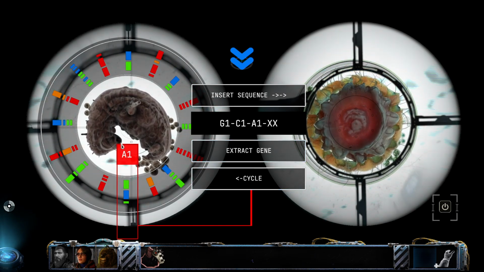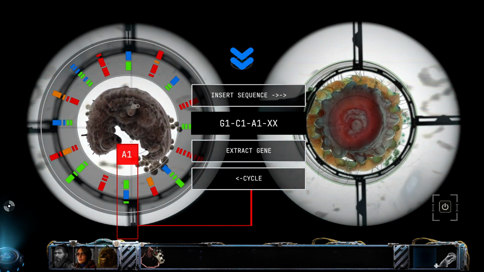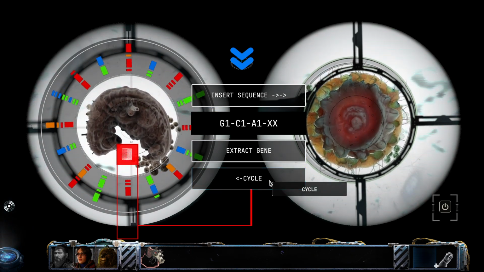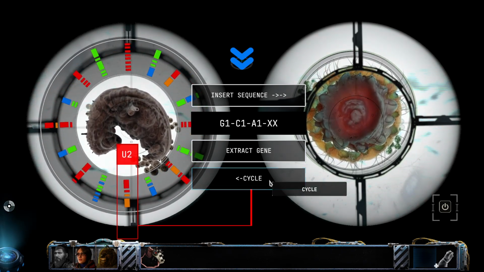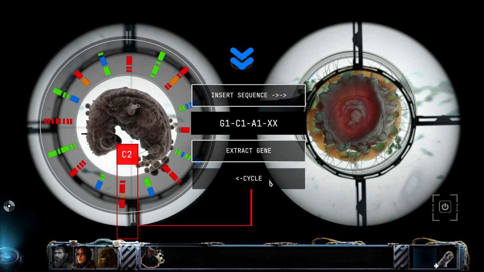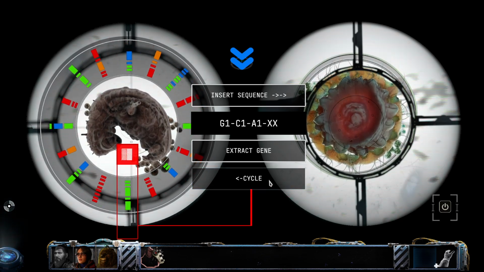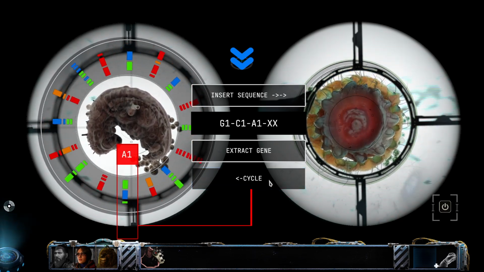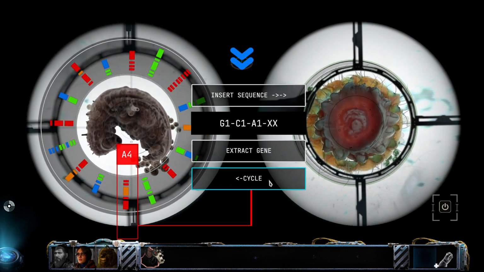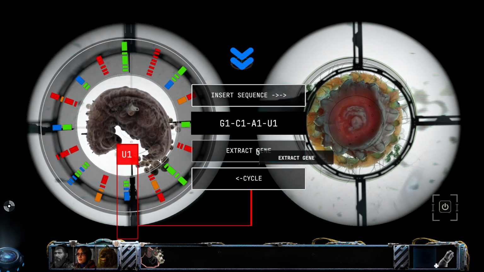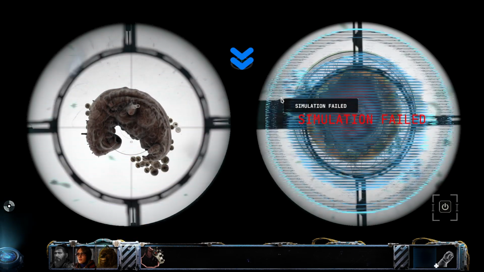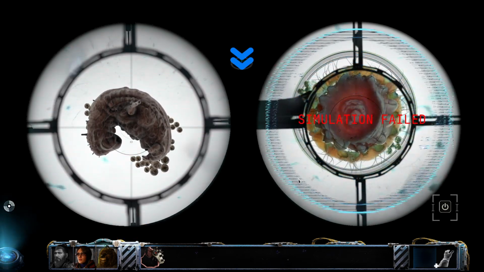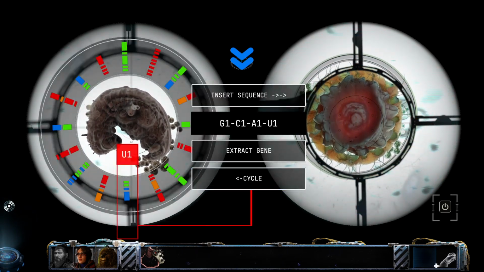I wonder if these need to be in a particular order. In another image, we have U1 circled. That's just all of the ones. That feels like it's probably not going to be right. I'm assuming they won't let me fail this in a way that will actually break everything. Okay. Yeah. Simulation failed. Okay.